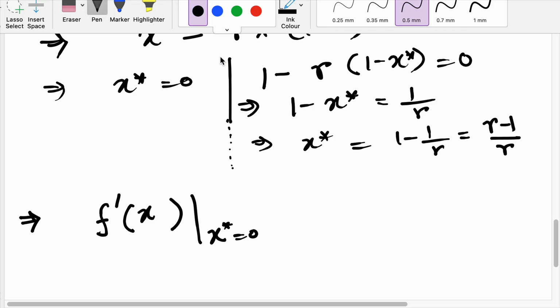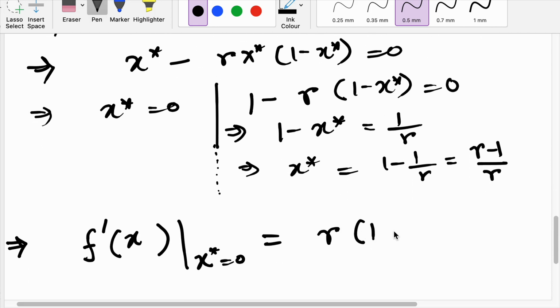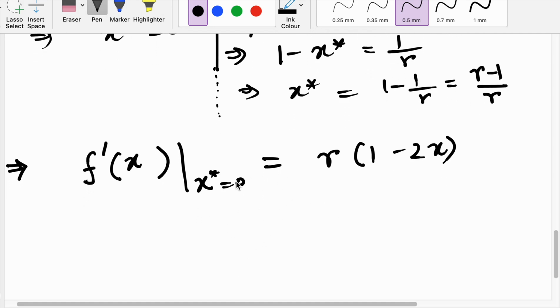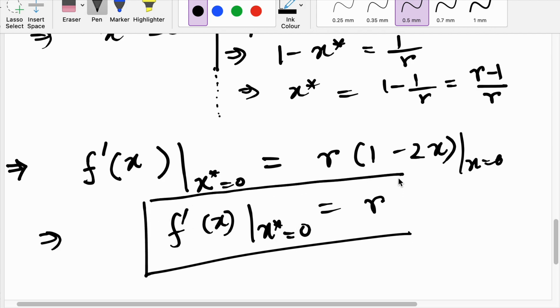So what will it be? If I differentiate this function, I will get r times (1 minus 2x). So if I put x equal to 0, then I will get r. So you get the slope at x star equal to 0: the slope at x star equal to 0 is equal to r.